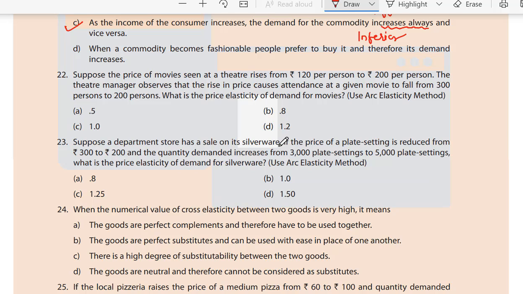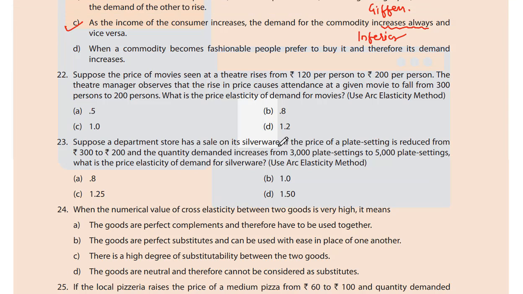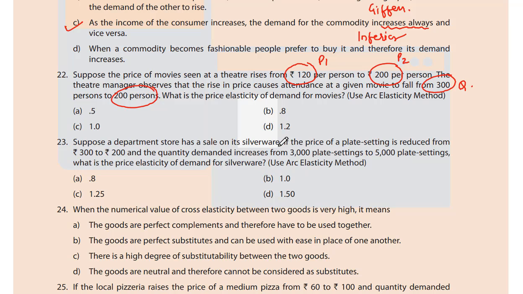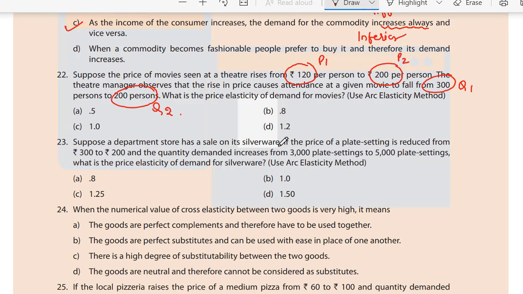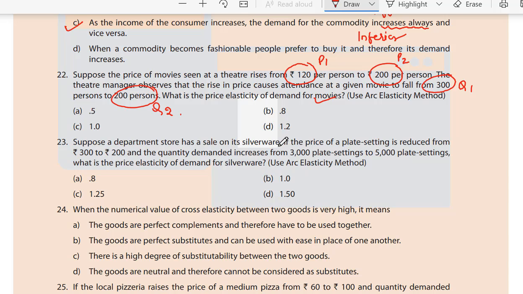Let's shift to question 22. Suppose the price of movies seen at a theater rises from 120 per person to 200 per person. So P1 is 120, P2 is 200. The theater manager observes that the rise in the price causes attendance at a given movie to fall from 300 to 200. So this is quantity 1, this is quantity 2. What would be the price elasticity of demand for the movies?